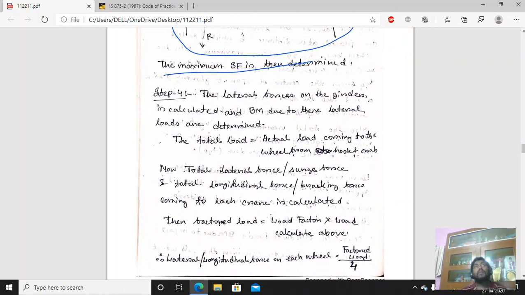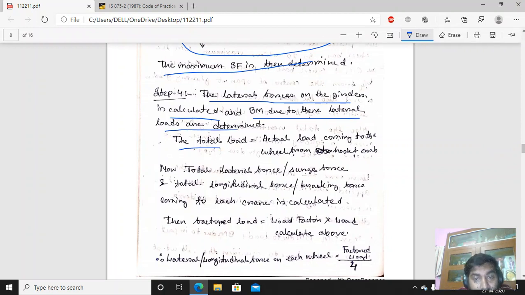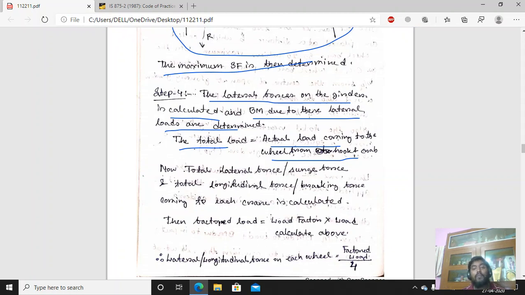Up to that point we have considered only the vertical load. We haven't considered the lateral loads, so now we have to consider the lateral load. The lateral forces on the girder are calculated and the bending moment due to this lateral force is determined. The total actual load coming to the wheel from the hook and crab.